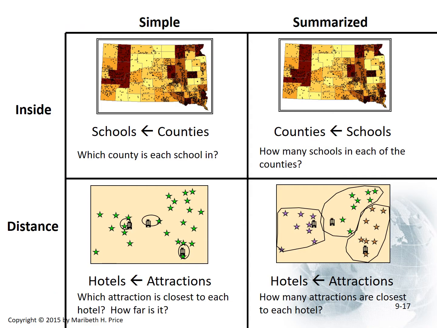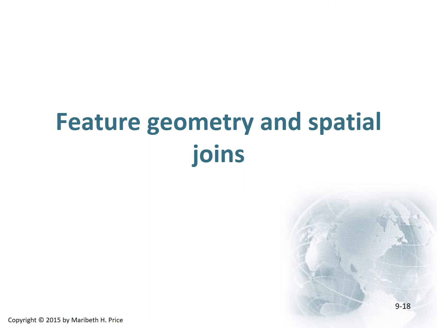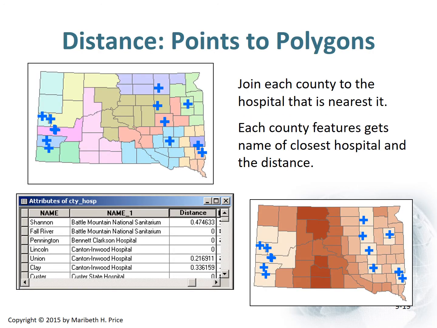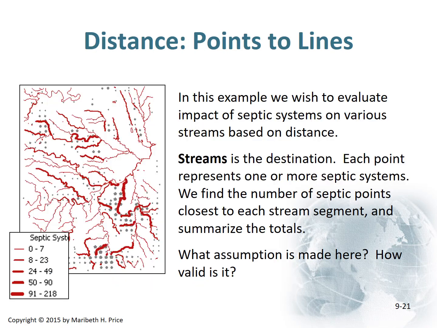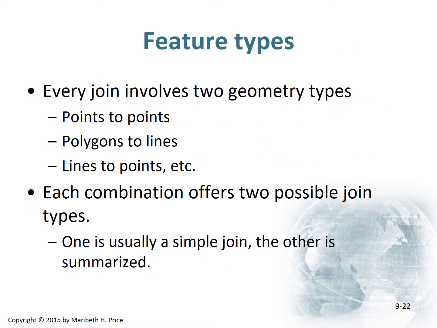Types of spatial joins. Here is a really good diagram. Simple versus summarized, inside versus distance. Feature geometry and spatial joins. You can have points to polygons on a distance. Note on polygon distances, they measure from the centroid. The centroid doesn't always occur in the center, so you have to be careful about that. You can also have points to lines. This is an example. The text there explains something well.